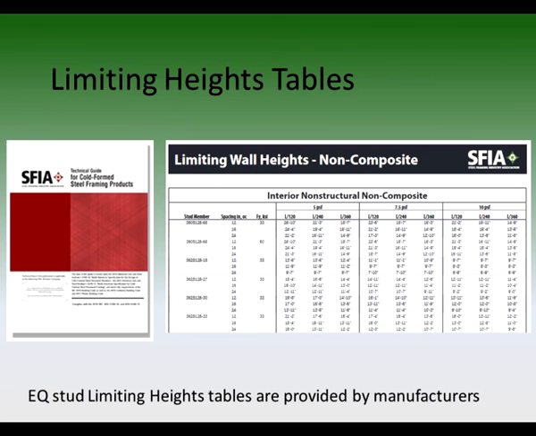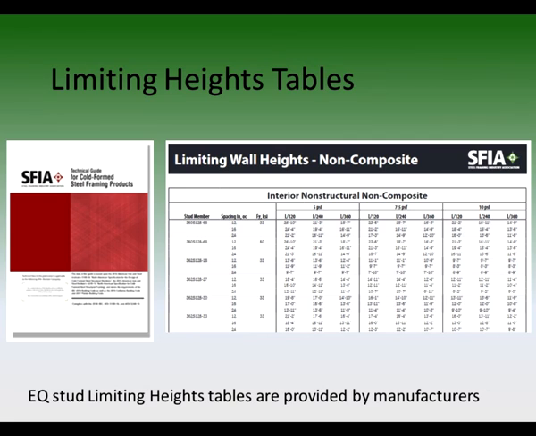The last structural issue we want to address is limiting heights. This is basically a height restriction placed on a wall assembly or studs based on the loading and the stud's mechanical properties. Limiting height tables basically do the engineering for you in selecting the stud for a given wall.